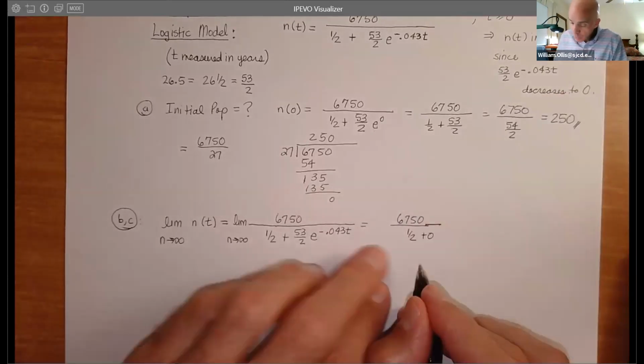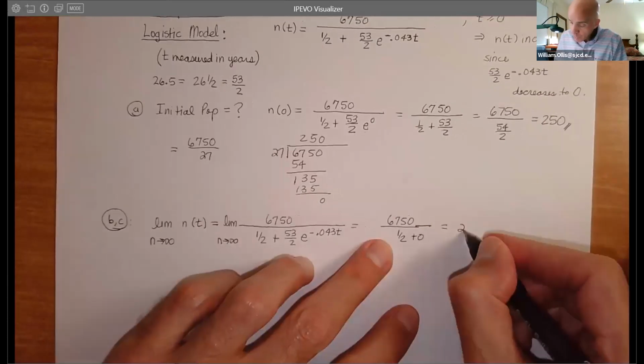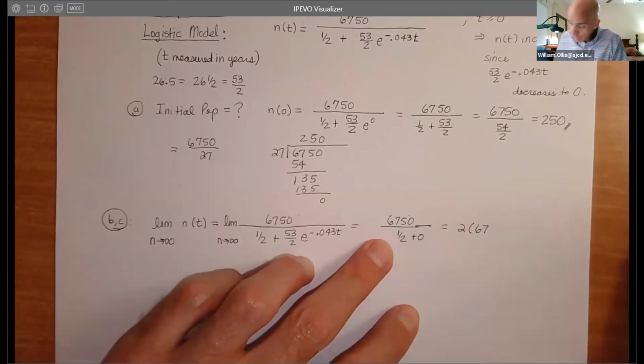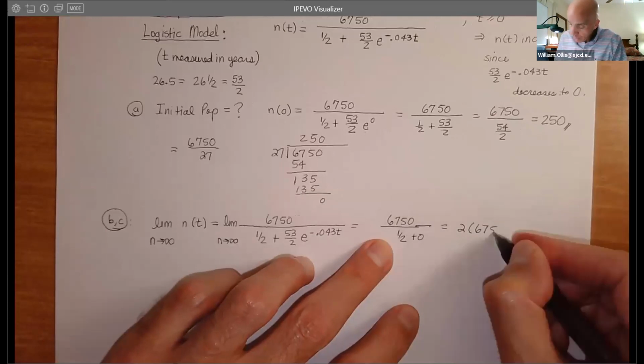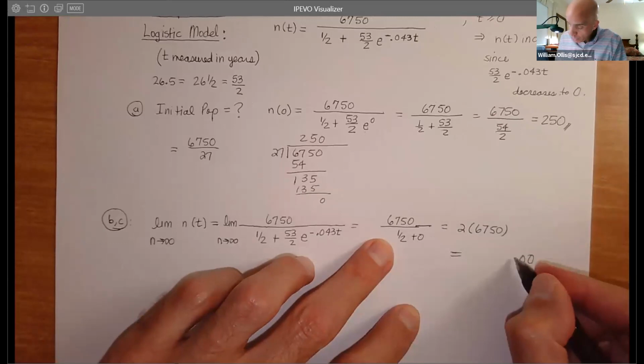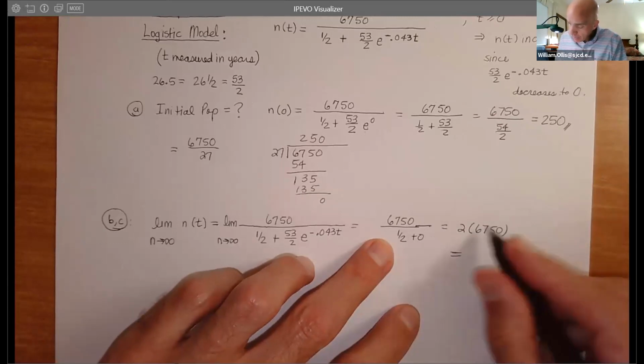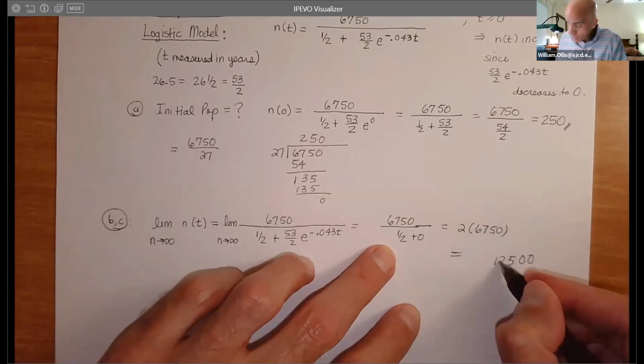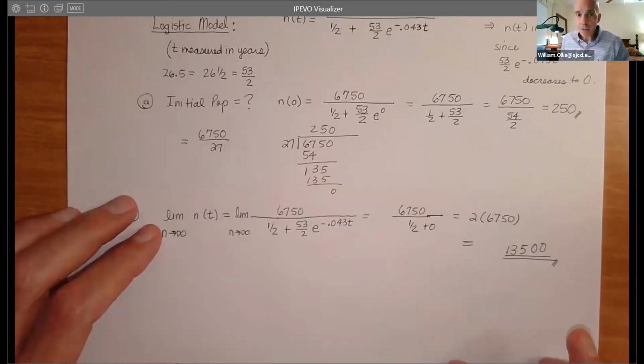And so now this is just what? 2 times 6,750. So we multiply by 2, so we get what? 0. We get another 0, a 1, and then a 13, carry the 1. So we have a limiting population of 13,500.